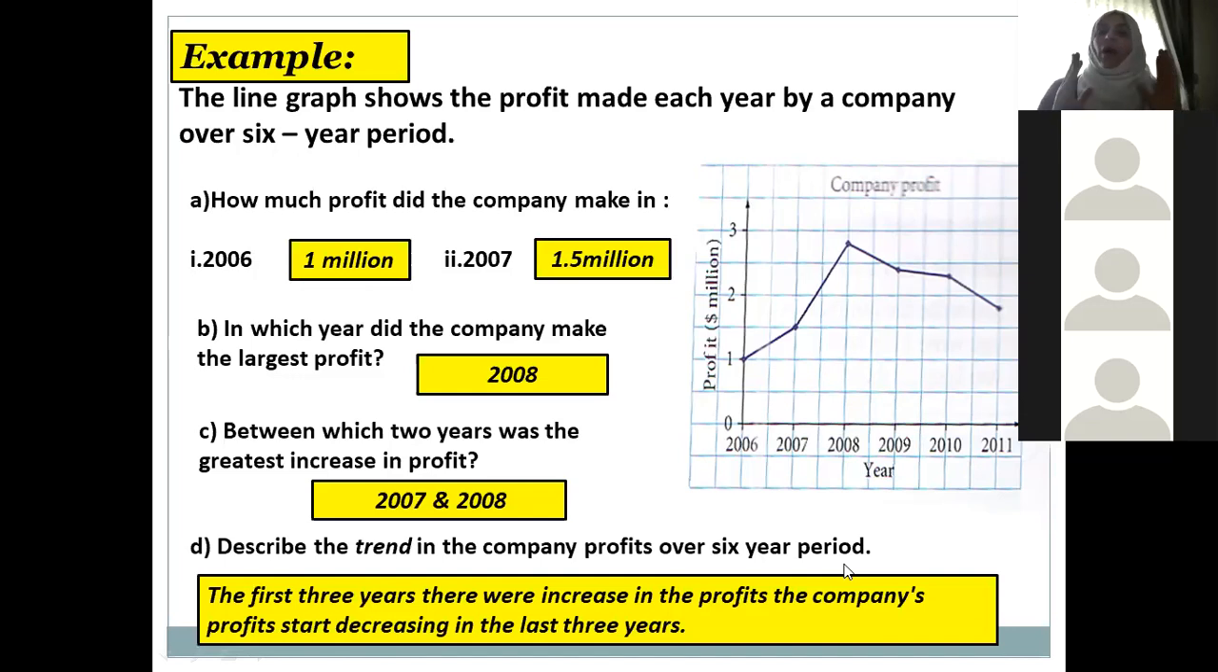Okay, so again, what did we do here? We didn't draw the line graph, but we interpreted the line graph. That means we found information, or we answered questions, we made conclusions, considering the data shown in the line graph.